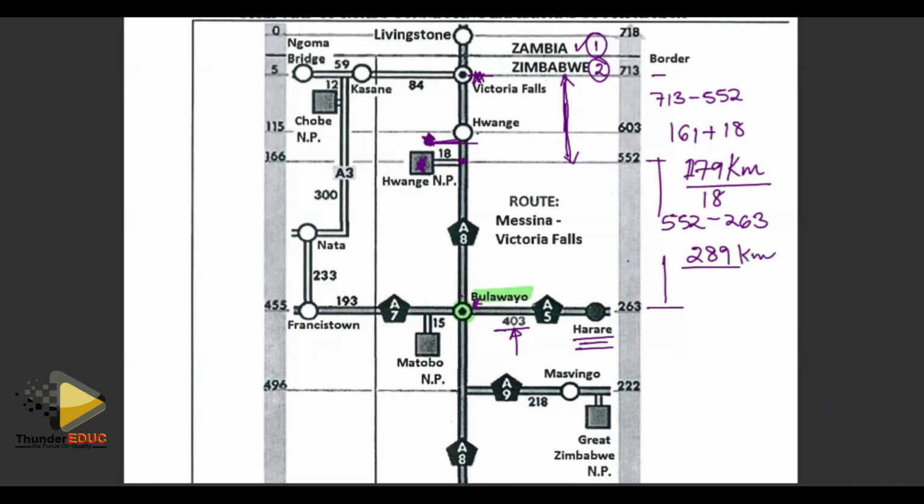These are kilometers. Remember, now the total distance will be 179 plus another 18 plus a 289 in the scenario. So in other words, he has traveled a distance of what? 486 kilometers. That's if we were to do it like that.